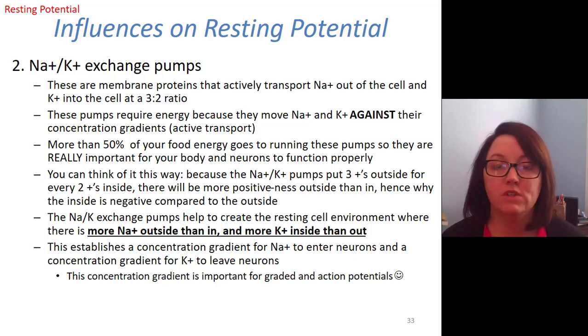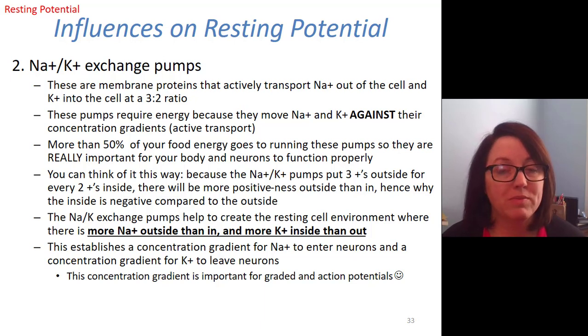So you have hundreds of these sodium-potassium exchange pumps embedded in every neuron. And they're doing what it sounds like they're doing. They're exchanging sodium for potassium, right? If you recall active transport, pumps are a typical active transporter. They are moving things against their concentration gradient. So we're moving both sodium and potassium here against their concentration gradients.